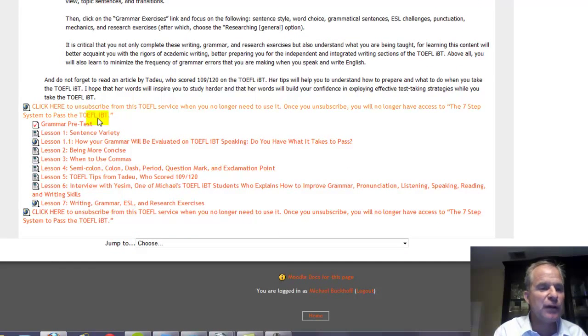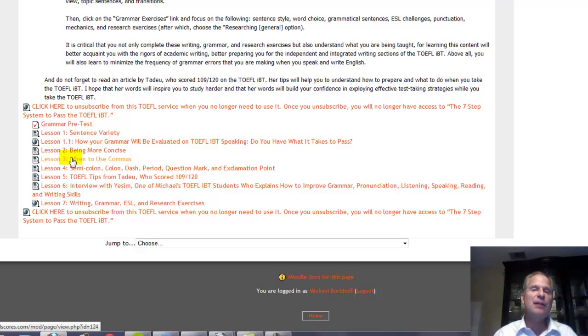So in the grammar section, take a look at lesson number 1, sentence variety. I think that would be important for you. Also, lesson number 3, when to use commas. Believe it or not, even though punctuation is not directly tested on the paper-based test, knowing punctuation helps you understand grammar and the grammar structures that might be within the punctuation marks. So lesson 3 would be important for you also. Also, I would recommend lesson number 7.